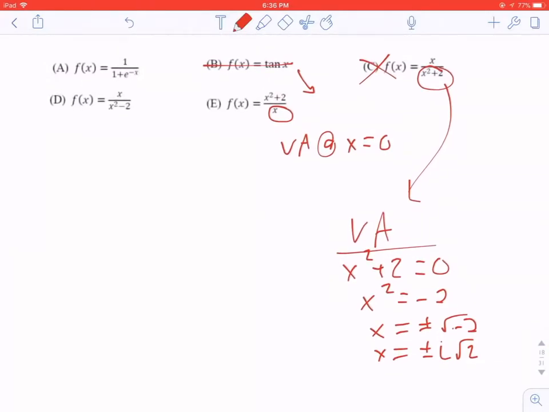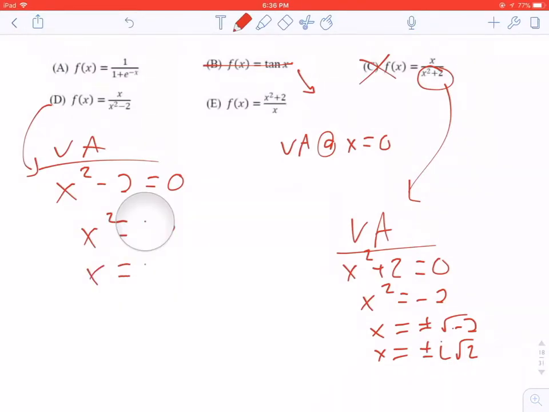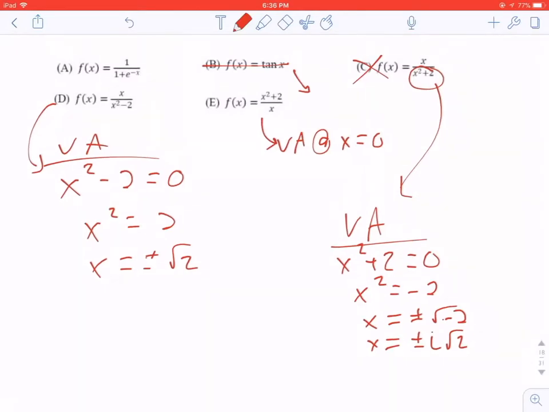Let's look at D. Keep in mind for each of these you should factor it first and see if things cancel. This numerator doesn't factor, nothing cancels, doesn't factor, nothing cancels, doesn't factor, nothing cancels. So factoring for this problem is pointless because none of them factor. So solving D for the vertical asymptote, x squared is 2, so x is plus or minus square root of 2. So it has a vertical asymptote. So far, E does, D does, B doesn't, C doesn't. What about A?